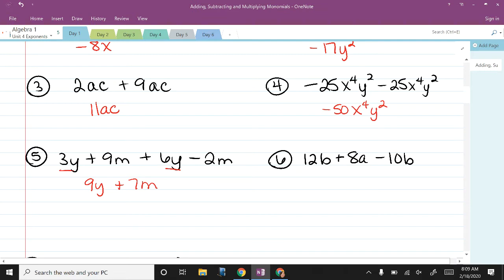All right, number 6, we have 12b plus 8a minus 10b. Can I simplify anything there? Yes. What? 12b minus 10b. The b's, right? What is 12b minus 10b? 2b. What do we do with 8a? Do I just ignore it? No, you got to keep it with your solution, okay? You can't just leave it off because it didn't have a like term. Just bring it on down, okay? We good?